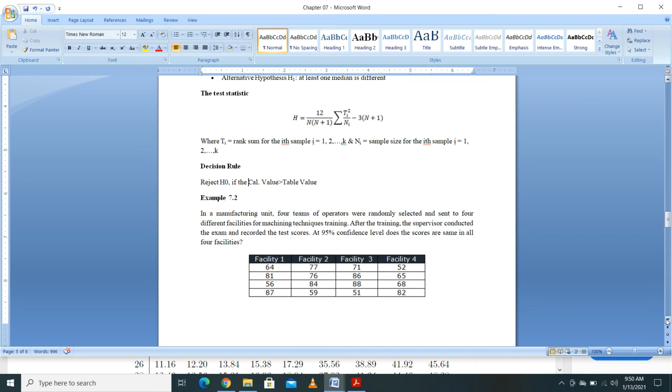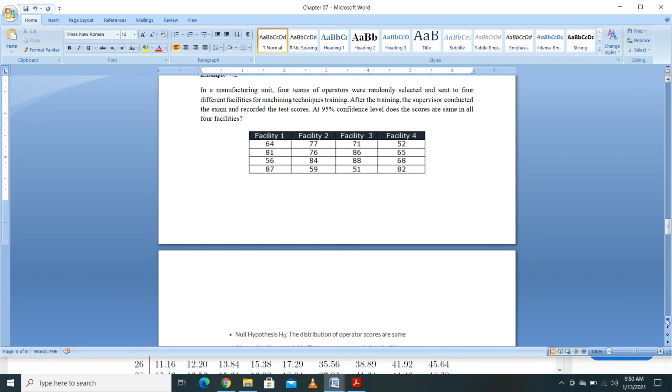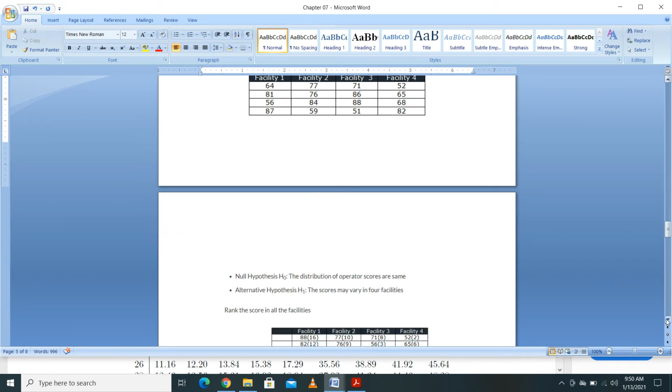So here you have more than 2 samples. To check whether there is any difference between more than 2 samples, we go with the Kruskal-Wallis test. So what is your null hypothesis? The distribution of the operator scores is the same, and the alternative is that the scores may vary in the 4 facilities.